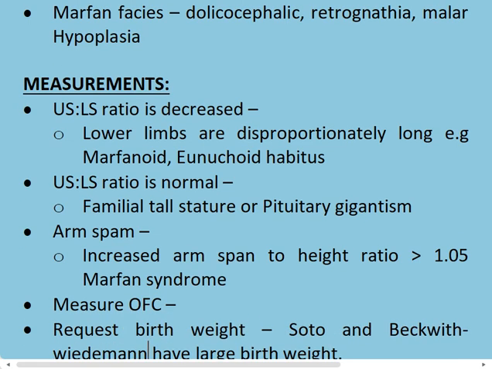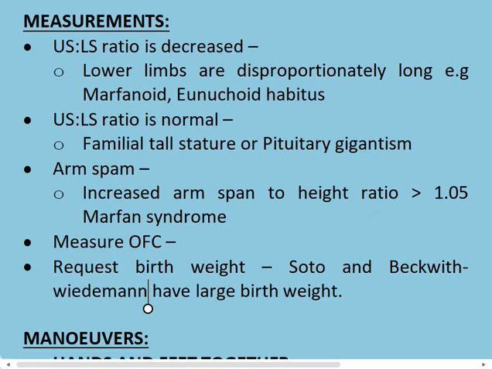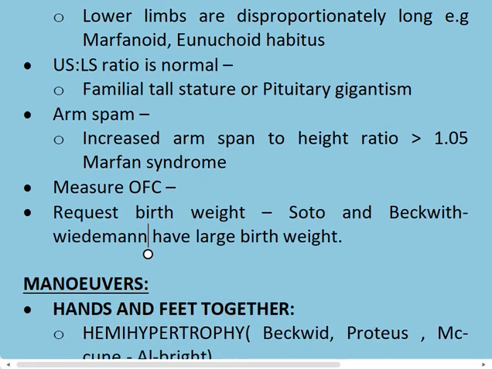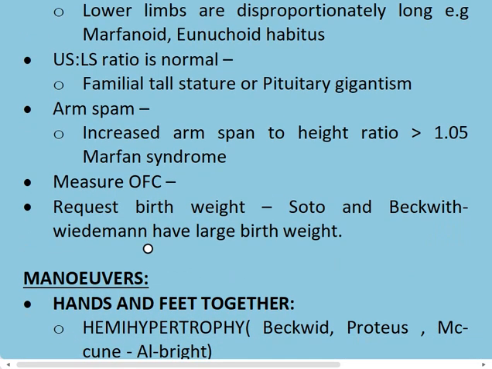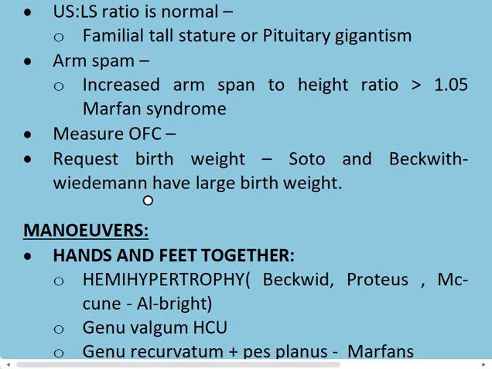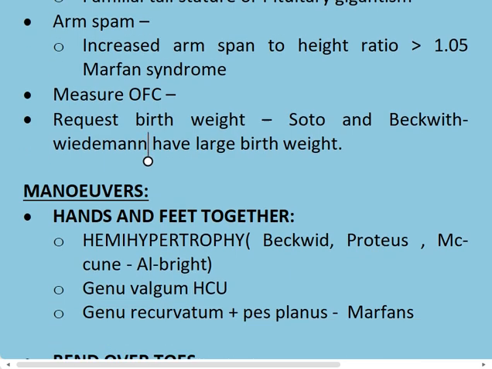And then the arm span. Increased arm span to height ratio, greater than 1.05, occurs in Marfan syndrome. Then measure the occipitofrontal circumference and request birth weight. Sotos and Beckwith-Wiedemann have large birth weight. Then after observation and measurements, go for the maneuvers.